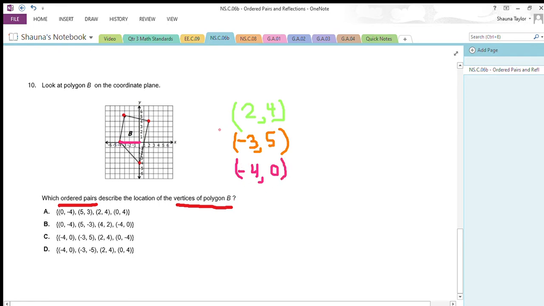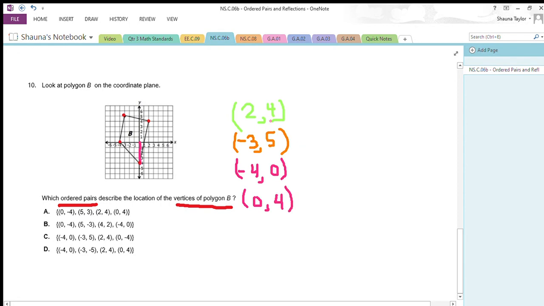So I'm done. And then for this last one here, I'll go ahead and use the same pink. And I better make it bigger so that you guys can all see it. Okay. So I start here, and it looks like I don't go anywhere left or right. So I know my first number is 0. Now I go down. Negative 1, 2, 3, 4. So there's my fourth ordered pair.